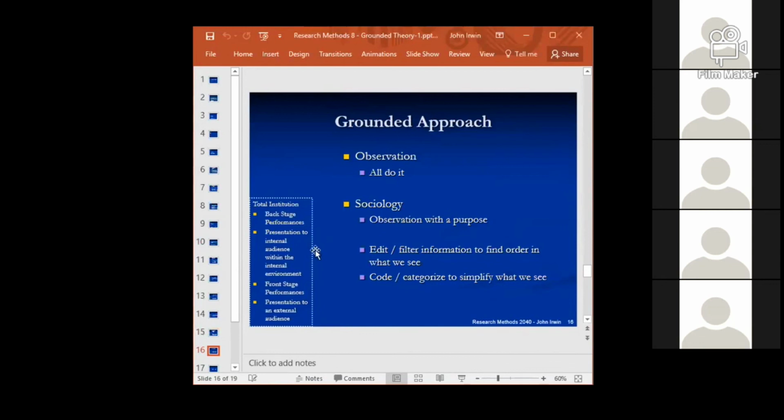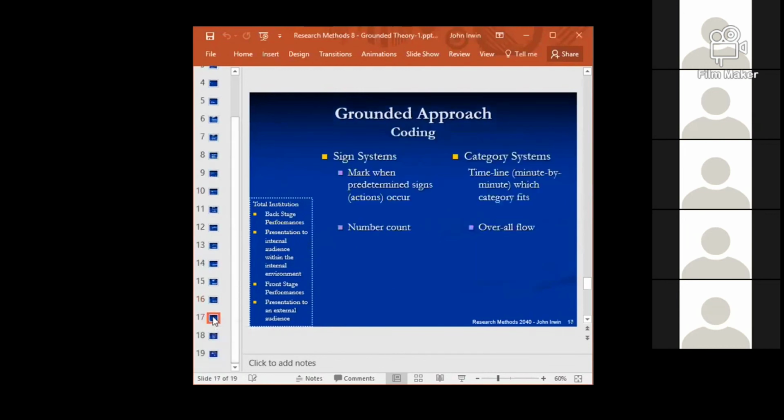Coding is another piece of observation. And it is a big deal, how we code or categorize what we see. So there are two ways of coding. There's the sign system and the category system. The sign system is saying, here are the things we look for. So in the Milgram experiment, the sign system would be counting every time that button is pressed, how many times when 225 volts is pressed and the voice on the other side says, ow, my heart is starting to bother me now.